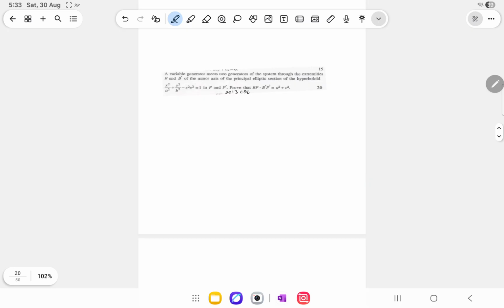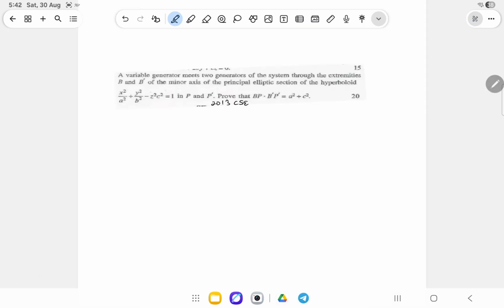So let's move on to the next question. The question says that a variable generator meets two generators of the system passing via extremities B and B dash of the minor axis of the principal elliptic section of this hyperboloid in P and P dash, and we are supposed to prove that BP dot B dash P dash is equal to this term.